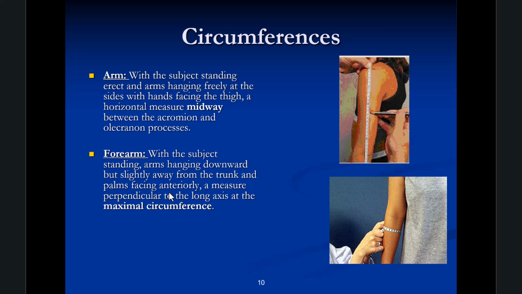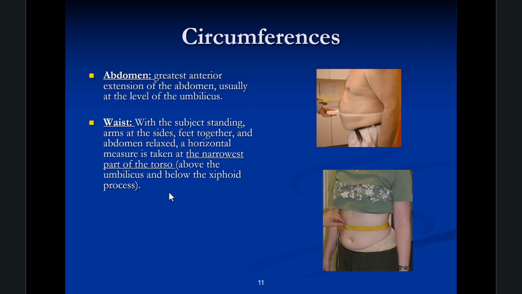The landmarks are important. So for arm, key point midway between olecranon and acromion process. Forearm, maximal circumference of the forearm. Abdomen, greatest anterior extension of the abdomen, which is usually at the level of the umbilicus. If you're unsure, just measure it at the level of the belly button or umbilicus.